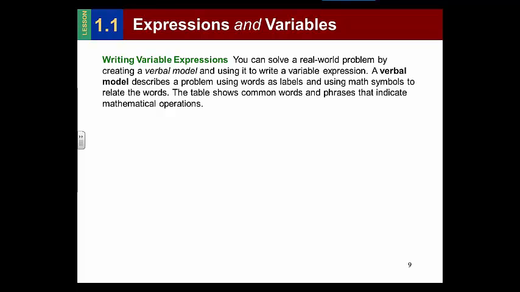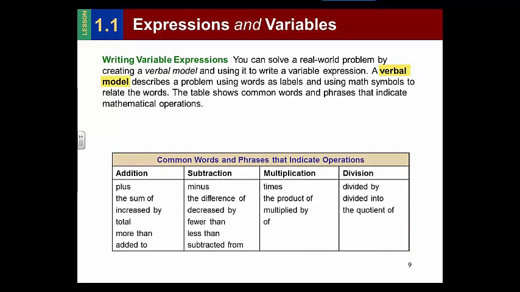Writing variable expressions. You can solve a real-world problem by creating a verbal model and using it to write a variable expression. A verbal model describes a problem using words as labels and using math symbols to relate the words. The table shows common words and phrases that indicate mathematical expressions. Take a look at this table. Are there any other words you can think of to represent addition, subtraction, multiplication, or division?